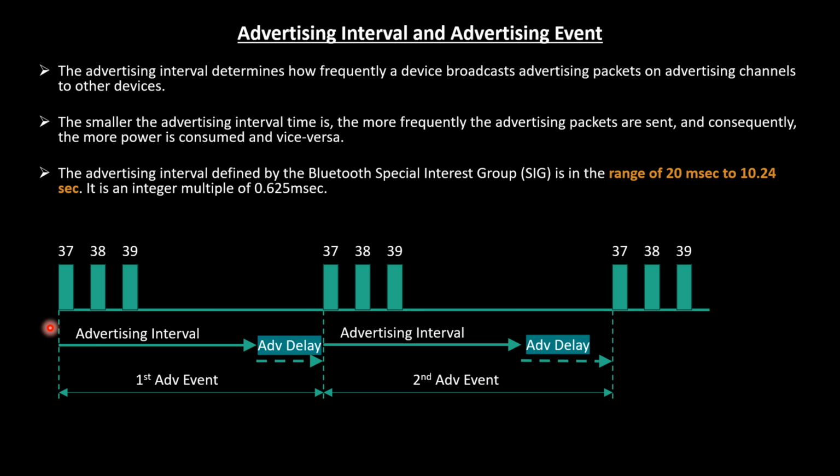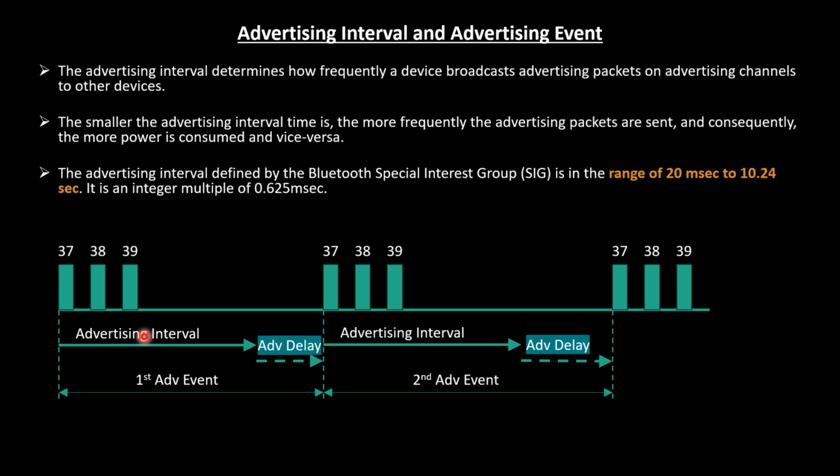Now consider my advertising interval is 2 seconds. After going into deep sleep here, it will not wake up here because my advertising interval is 2 seconds. It will wake up here. So double the power will be conserved as compared to the advertising interval set to 1 second.